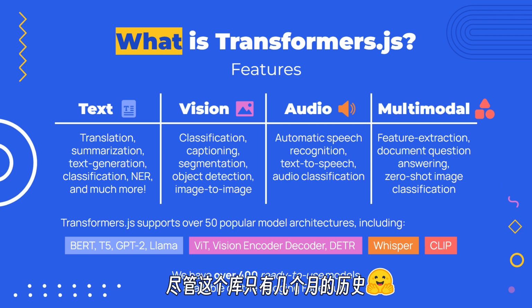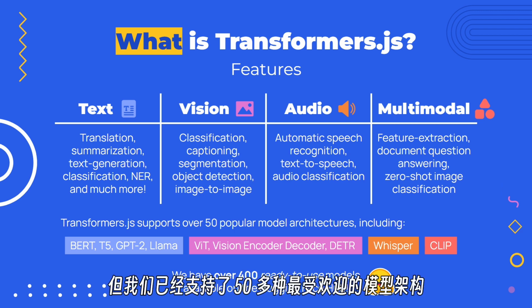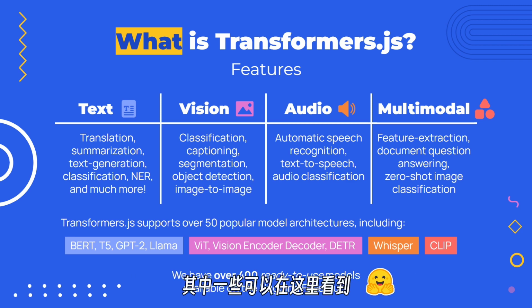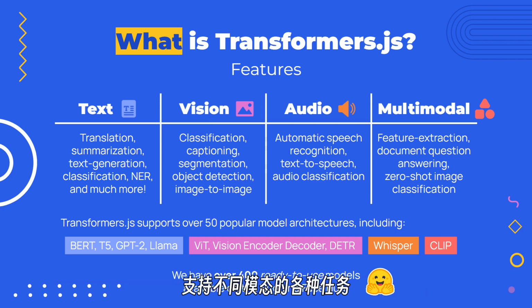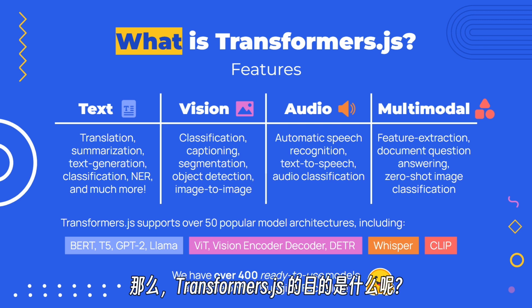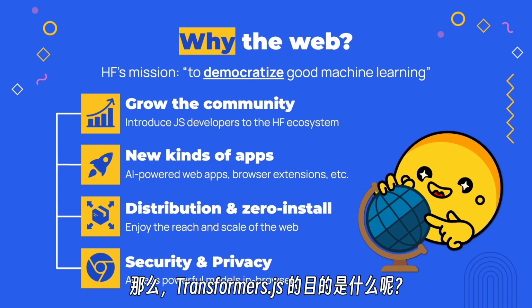Although the library is only around 6 months old, we've already added support for over 50 of the most popular model architectures, some of which you can see listed here. We also have over 400 ready-to-use models available on the Hugging Face Hub, supporting a wide variety of tasks across different modalities. So what's the purpose of Transformers.js?